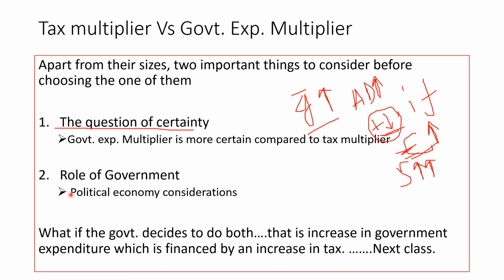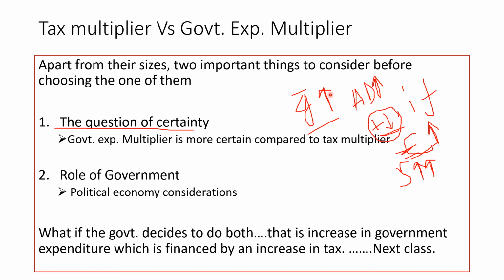And second, it's a political economic consideration. That's the question of the role of government, because remember, those two policies, in terms of numerical values, if you just ignore the uncertainty question for a few moments and compare them, then they look similar. Government expenditure is going to increase your aggregate demand, a tax cut is also going to increase your aggregate demand, but there is a big difference.